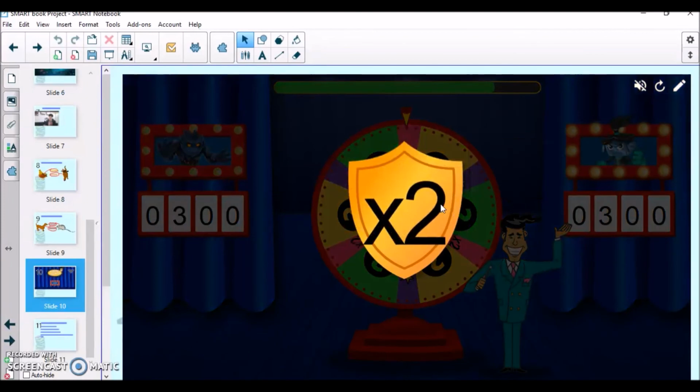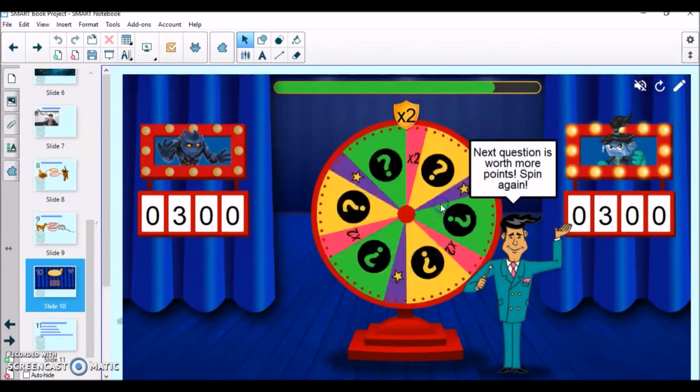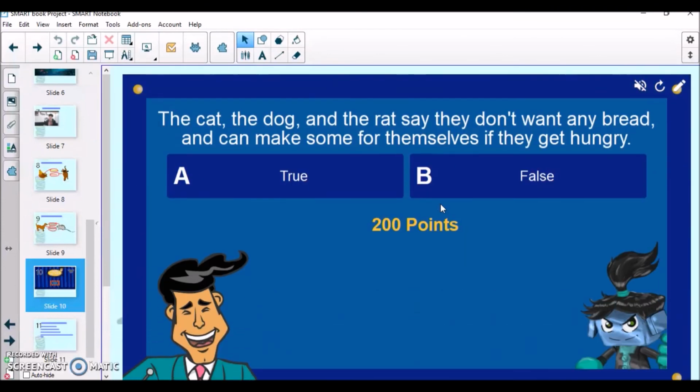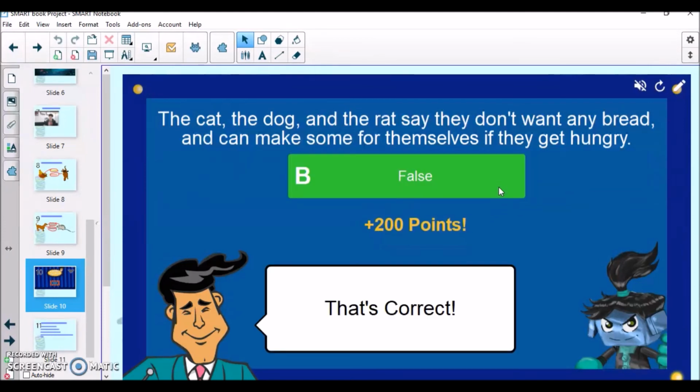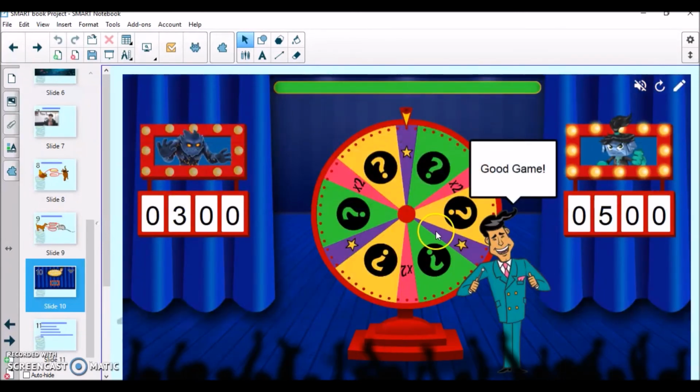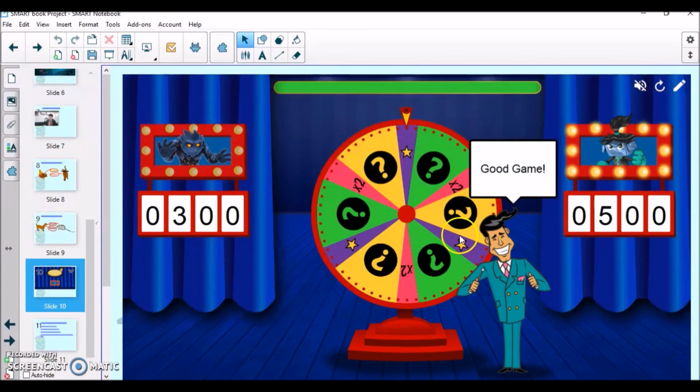Okay, you guys got a double the points thing too. Let's see if you can get the next question right. You get double the points. Okay, the cat, the dog, and the rat said they don't want to make any bread and they can make some for themselves if they're hungry. Is that correct, Connor? False? Okay, yeah, that is correct. Okay, great job. And I think that was all of them. You guys did really, really well on this activity.